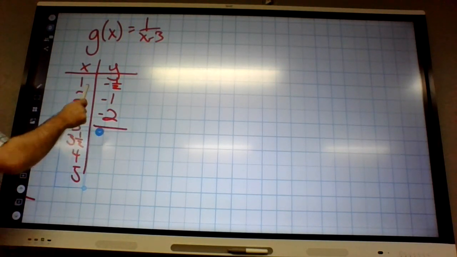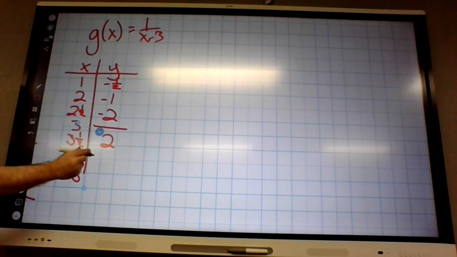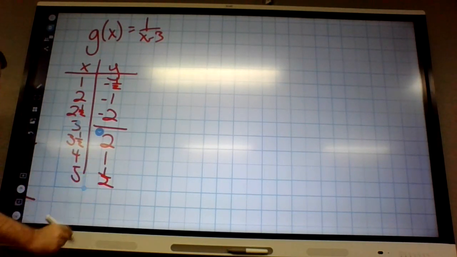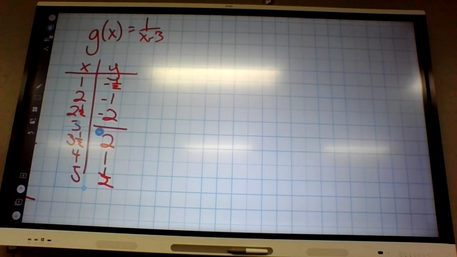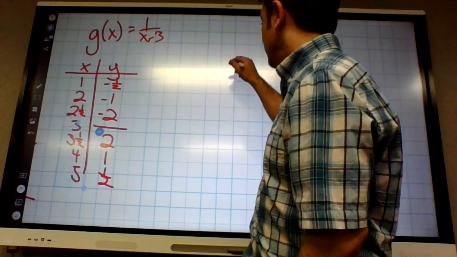If I plug in 3.5, I get 1/2. 1 divided by 1/2 is 2. 4 minus 3 is 1. 5 minus 3 is 2, so this would be 1/2. There's kind of some symmetry here. It won't always look exactly like that. If the graph moves up or down, they won't be identical, but there is some symmetry on this one.